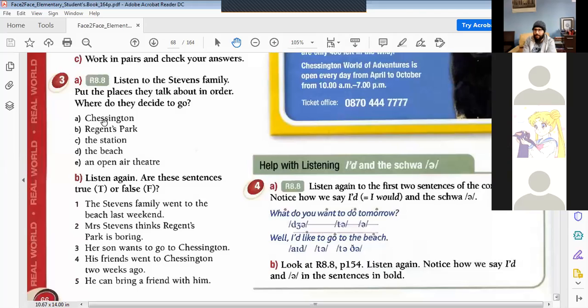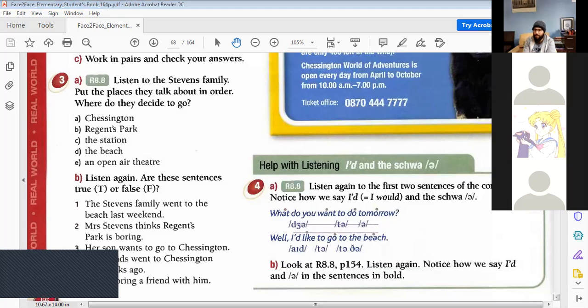So very quickly, let me repeat the question. We just want to put them in the correct order that they talk about them, and after that, we want to answer where do they decide to go. So this is the Stevens family, which means you will hear more than one person talking, of course. So let's start.